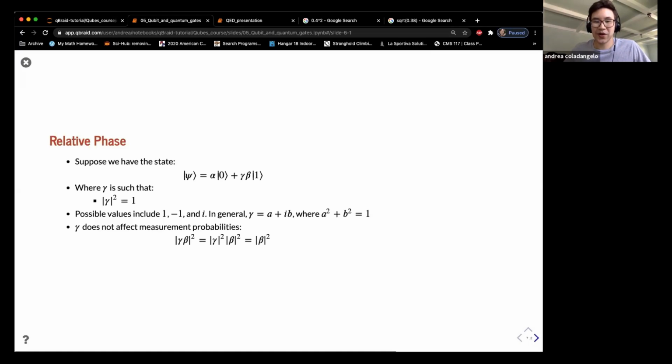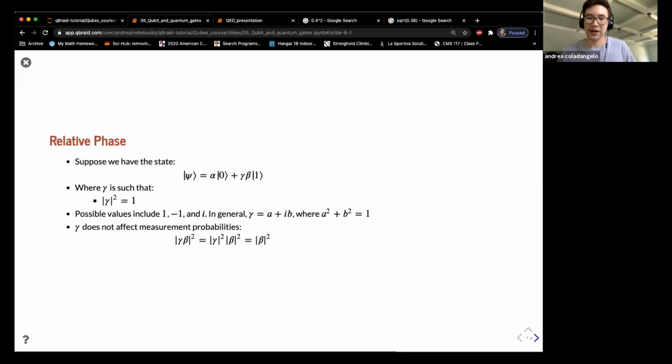Now, notice that, as we've seen even from the example before, this multiplication by gamma does not actually affect the measurement probabilities, right? If we take the modulus squared of gamma beta, you can verify for yourself, it should be pretty straightforward, this is the same as the modulus squared of gamma times the modulus squared of beta. And because we've supposed that gamma has magnitude 1, this is the same as the modulus of beta squared.